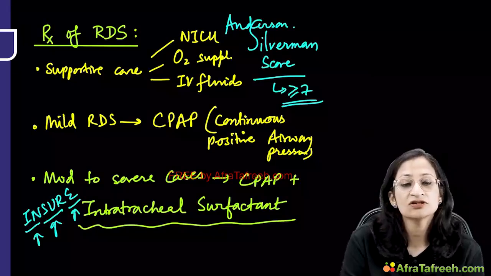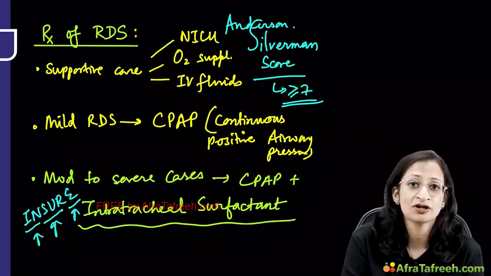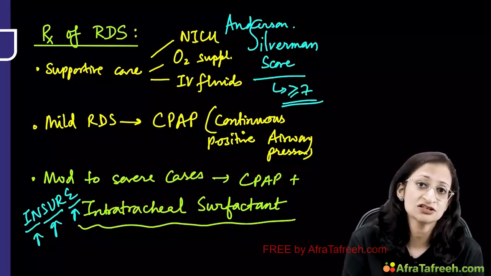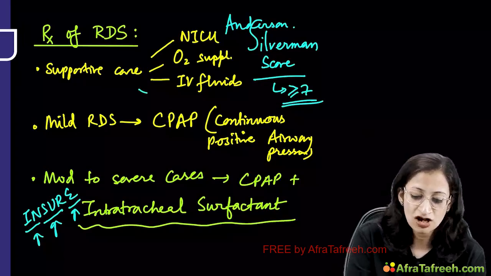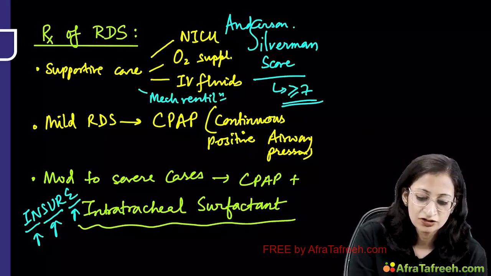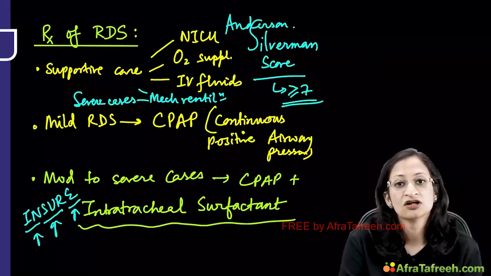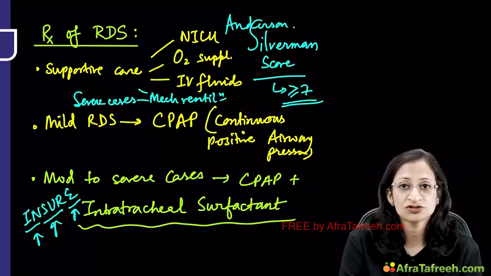So depending on how much is the respiratory distress, if the baby does not have much distress, you just give intratracheal surfactant, extubate the baby, put the baby on CPAP. But if the respiratory distress is really severe, you might have to start mechanical ventilation. Okay. So in severe cases you might have to put the baby on mechanical ventilation. So that is about the treatment of respiratory distress syndrome.